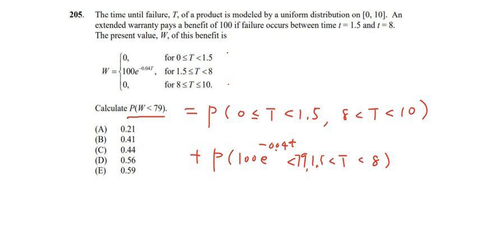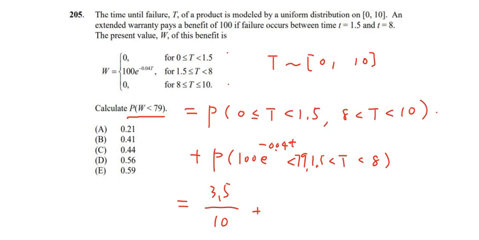Okay, so for this t, let's say t follows a uniform distribution from 0 to 10. So for this part's probability, here's 10, here's 1.5, here 2 is 3.5, right? Then we just need to find this probability.